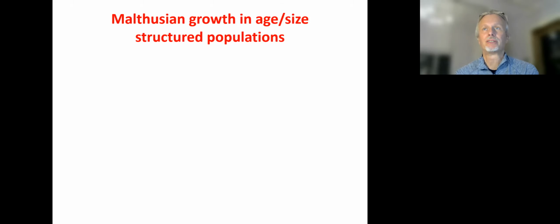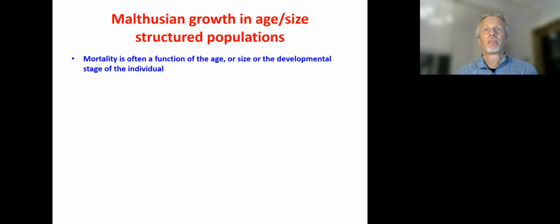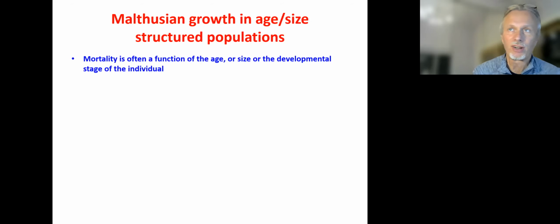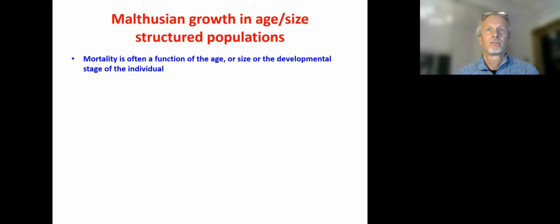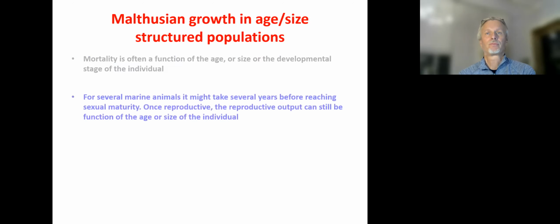Let's look at the first point, Malthusian growth in age or size structure model. The point here is that mortality is often a function of the age or the size of the developmental stage of the individuals. So mortality is not constant as we assume in the homogeneous Malthusian growth approach.